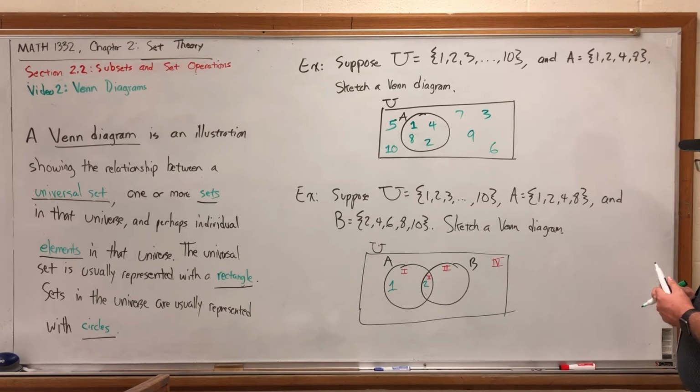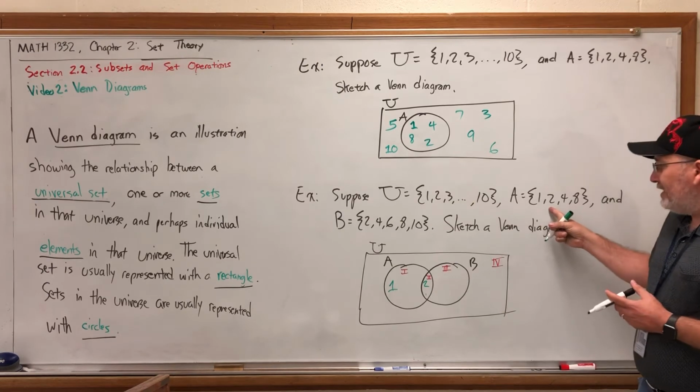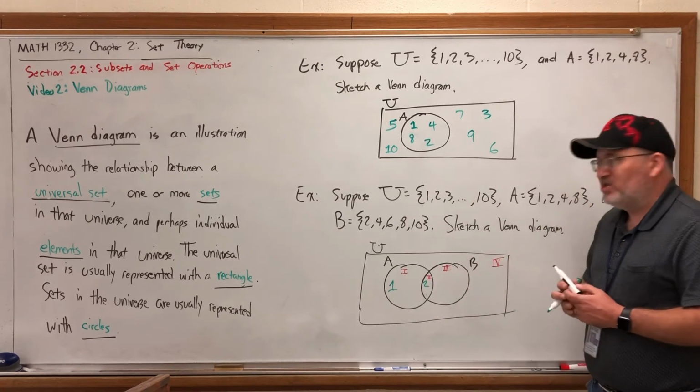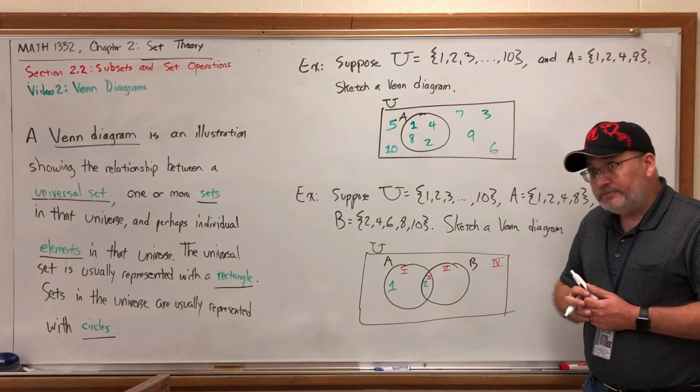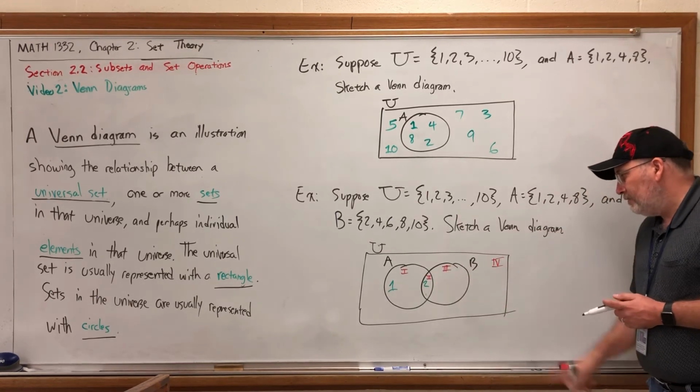Next, element 3. 3 in the universe does not belong to A, does not belong to B, therefore does not belong to either of their circles. Which of the 4 regions should I write 3 in? The 4th region.